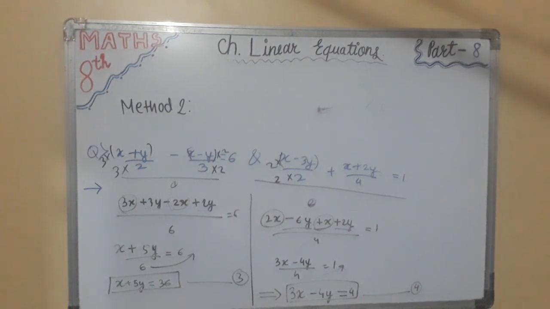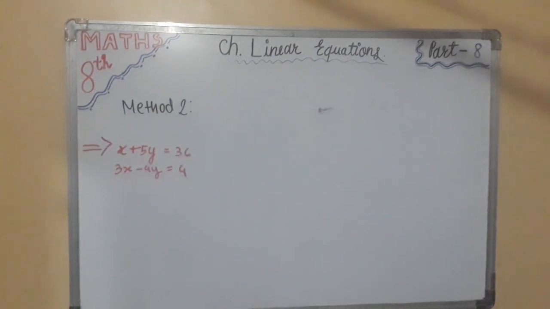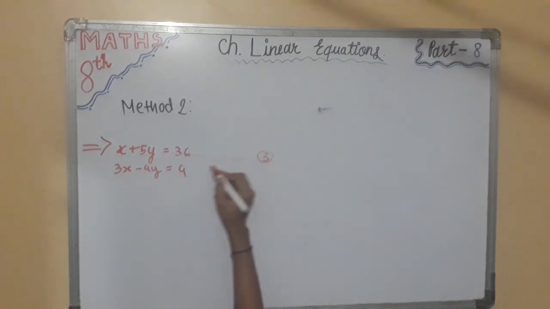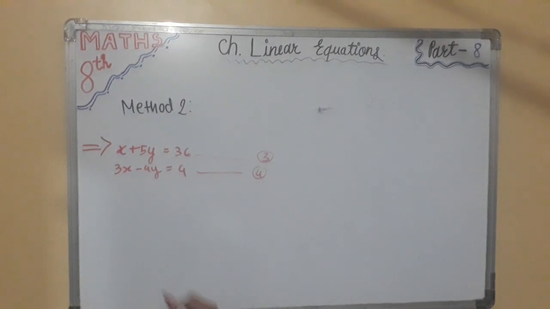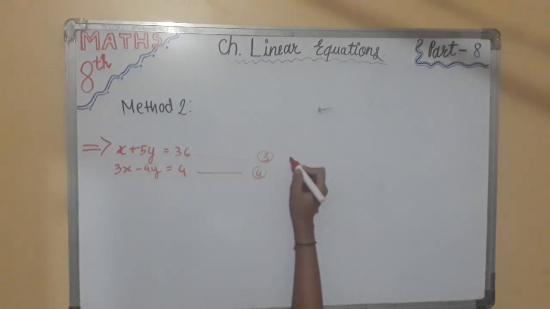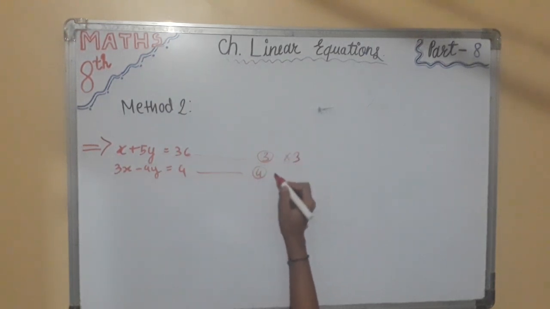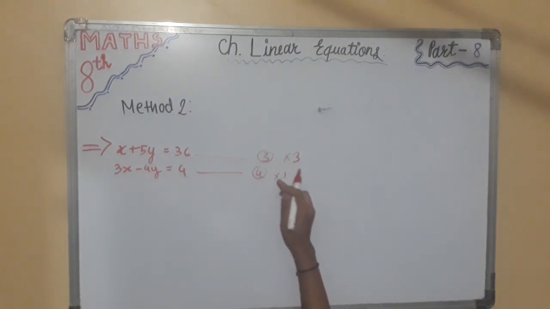Now we will use the equating method. So I have written them. This is the third equation and this is the fourth equation. As we know, we have to make the coefficients equal, so it is easy to make the coefficient of x equal. So we'll multiply by 3 here. Here the coefficient is already equal, so if we multiply by 1, the answer will be the same only.